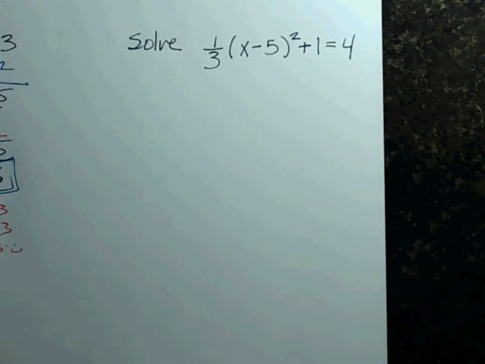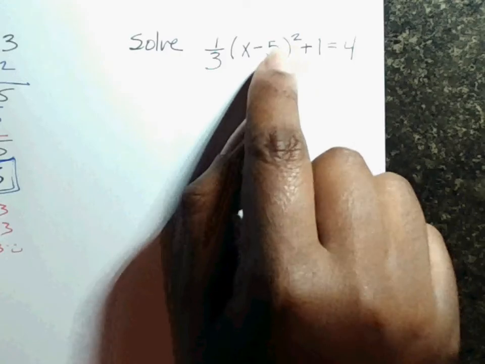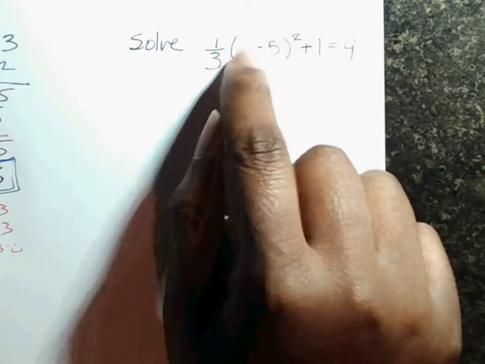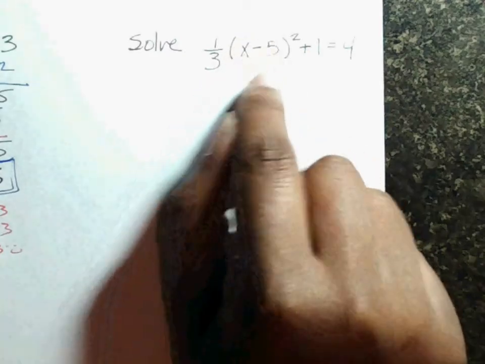One more quadratic before we get into radicals. I have the same stuff to do. I have to get the square term by itself. Once I get the square term by itself, I can take the square root, and from there, life is awesome. Here's my square term. What's being squared? Not the 5, not the x. The x minus 5 is being squared.